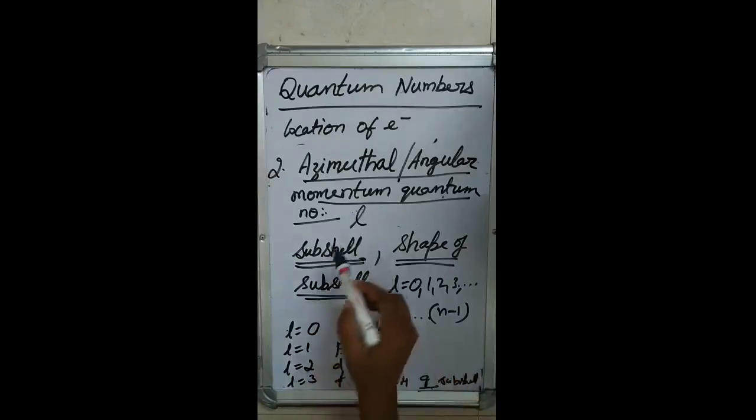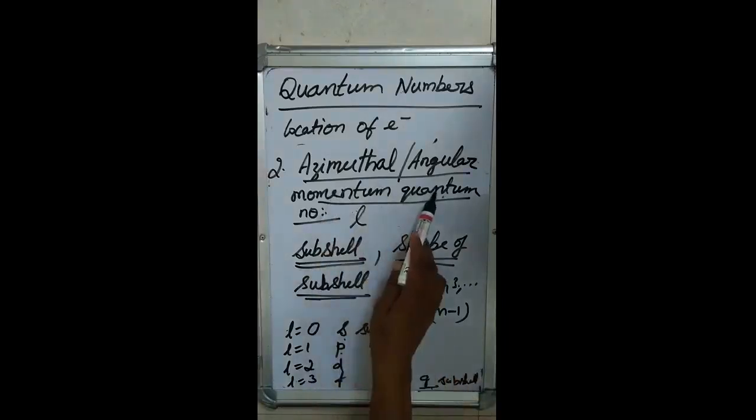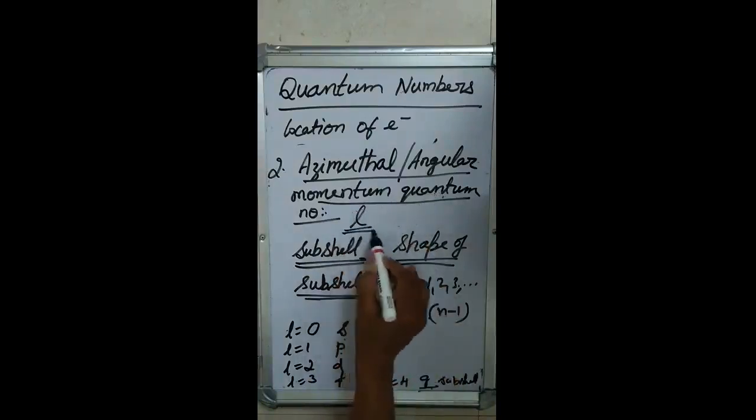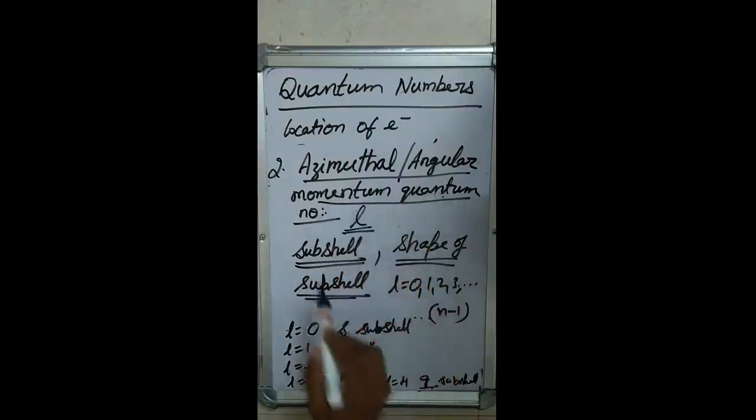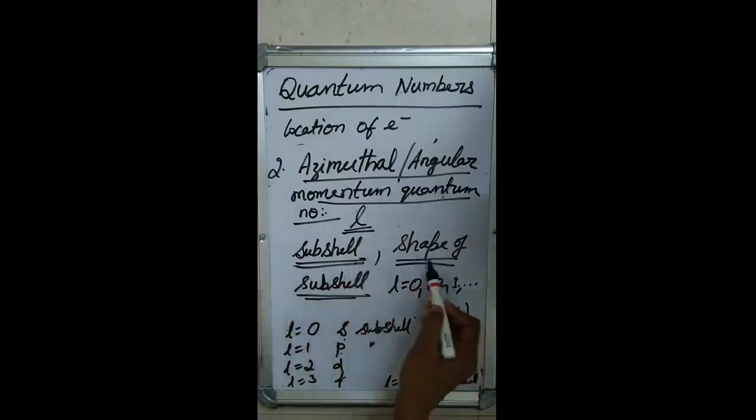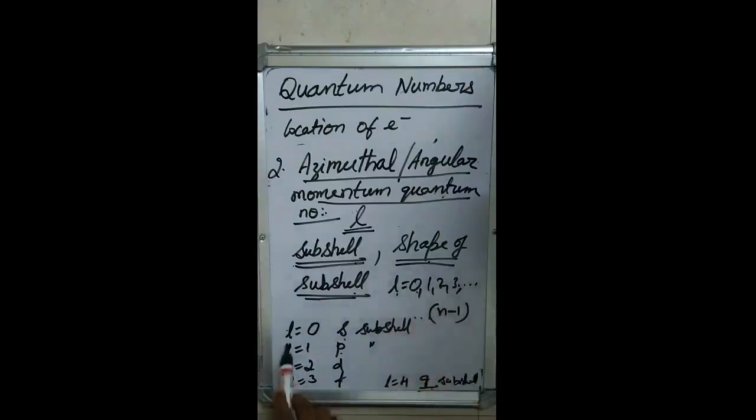Okay, so I will repeat. Azimuthal quantum number, or angular momentum quantum number, is represented as the letter L. It gives the information about the subshell, and also the shape of the subshell. What are the values of L? L can be 0, 1, 2, 3 up to n minus 1. So if L is equal to 0, then it is an S subshell.